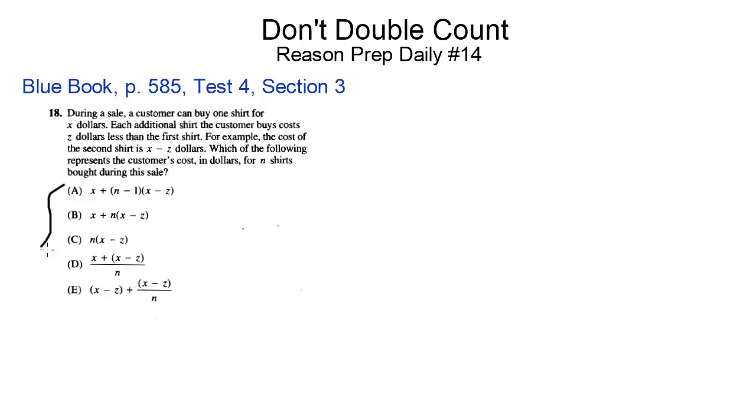When we look at the choices and we see variables, this is usually a good sign to plug in. And plugging in is one strategy. So I'll show you that, and then I'll also show you how to do it algebraically, abstractly. Let's start with plugging in. So let's pick some numbers.